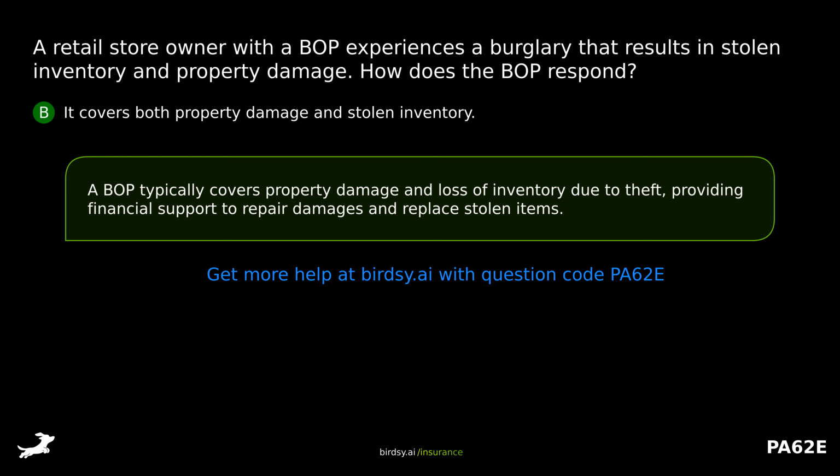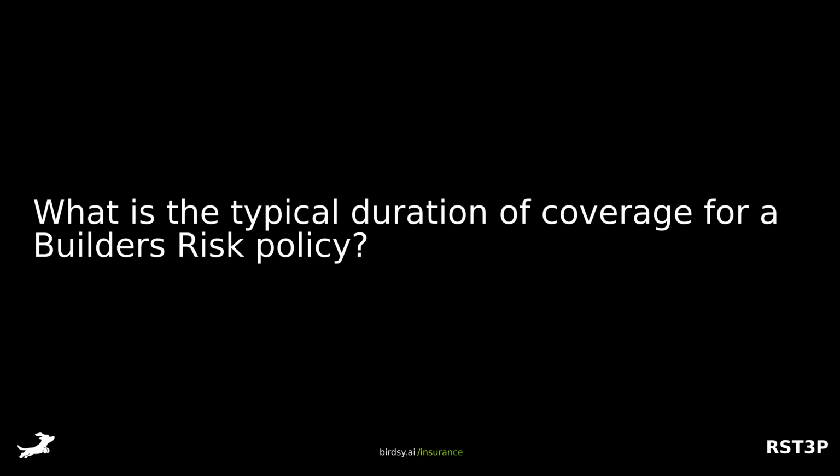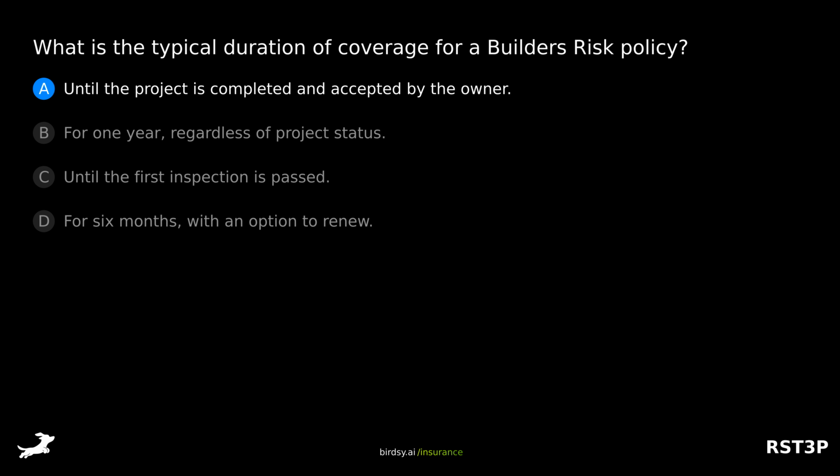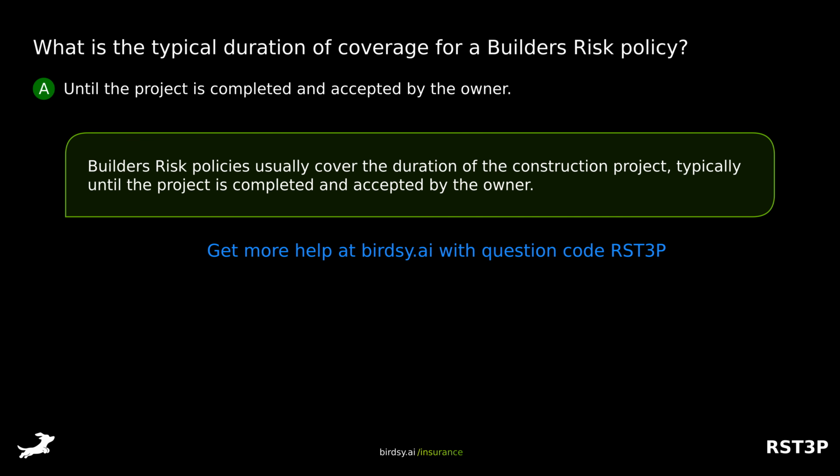replace stolen items. What is the typical duration of coverage for a builder's risk policy? Is it A, until the project is completed and accepted by the owner, B, for 1 year, regardless of project status, C, until the first inspection is passed, or D, for 6 months with an option to renew? The answer is A, until the project is completed and accepted by the owner. Builders' risk policies usually cover the duration of the construction project, typically until the project is completed and accepted by the owner.